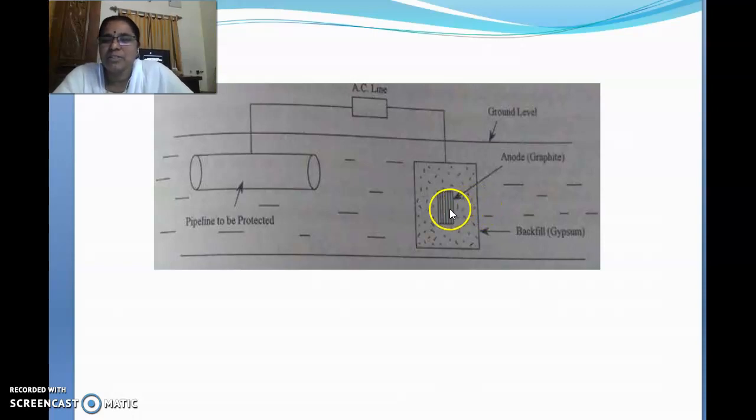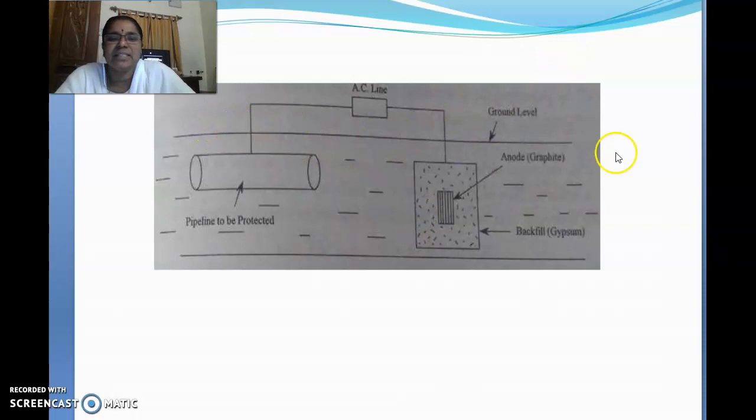In some cases rocks will be there, in some cases sand; it is going to vary from one place to another. So in order to have electrical contact with the soil at all places, the graphite anode rod will be backfilled with gypsum. This gypsum promotes the electrical contact. And again, why do you choose only graphite as an anode? Because this is an inert one, which does not react and also does not corrode. Hence, graphite acts as an anode.